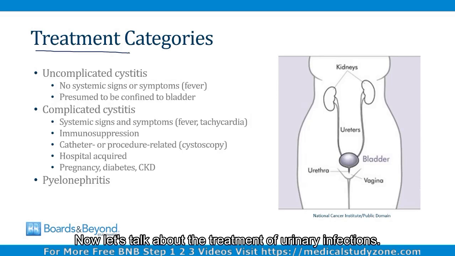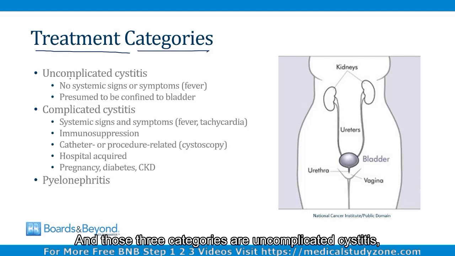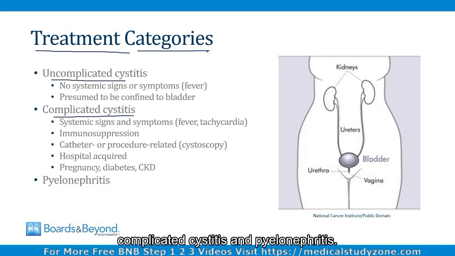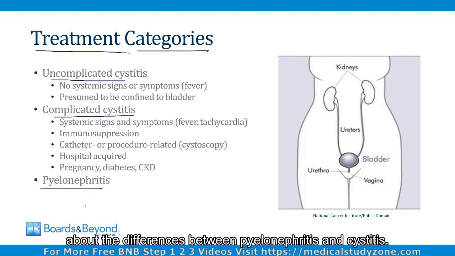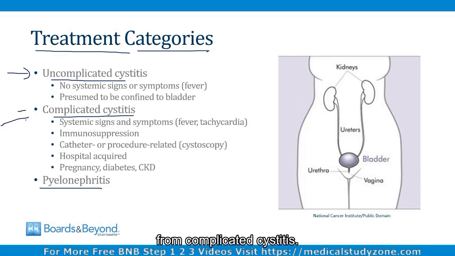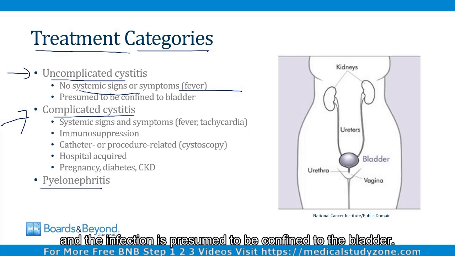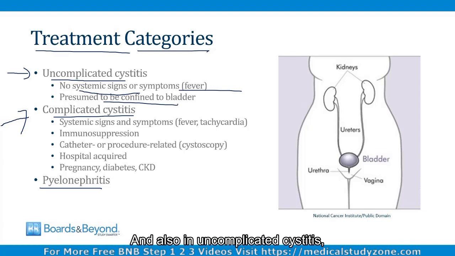Now let's talk about the treatment of urinary infections. And in terms of treatment, we categorize patients into one of three categories to determine the appropriate treatment. And those three categories are uncomplicated cystitis, complicated cystitis, and pyelonephritis. Now we've already talked about the differences between pyelonephritis and cystitis, but let's talk about what differentiates uncomplicated from complicated cystitis. In uncomplicated cystitis, there are no systemic signs or symptoms of infection, things like fever or tachycardia, and the infection is presumed to be confined to the bladder. And also in uncomplicated cystitis, usually the patient has no special factors making infection more dangerous for them.